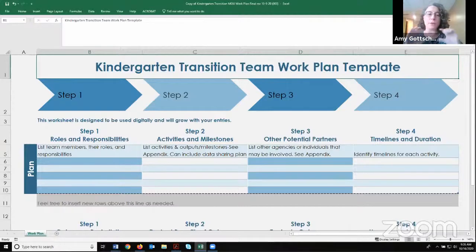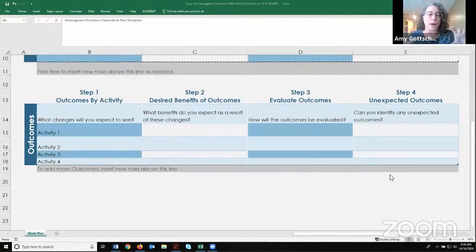So the next one focuses really just on the outcomes. So in that step one, the first column, you're going to list the activity and then say what changes do I expect I'm going to see. And step one and step two of this section really go together: the desired benefits of the outcome, what benefits do you expect as a result of these changes. And I actually had to think on that a little bit myself, and to be really clear about what the difference was between those two, because they do seem to be similar in a way. So if you look at it, it's more that step one really leads to step two.